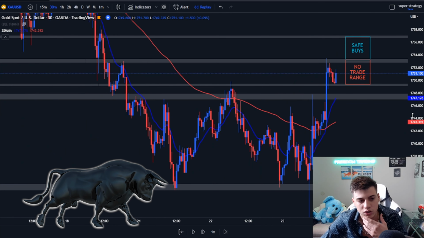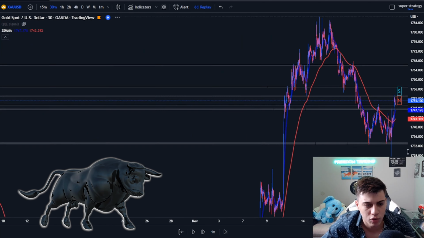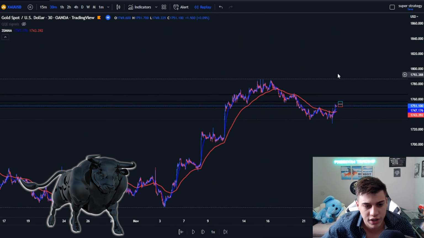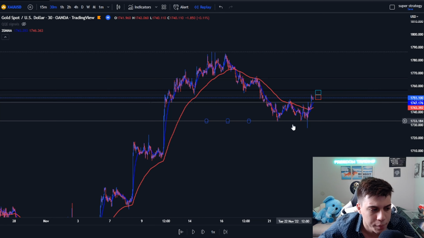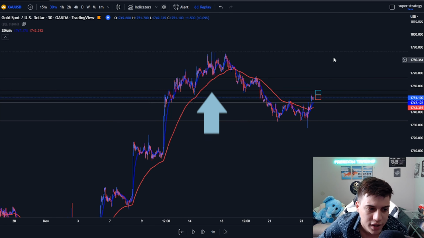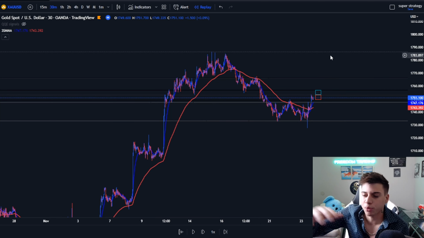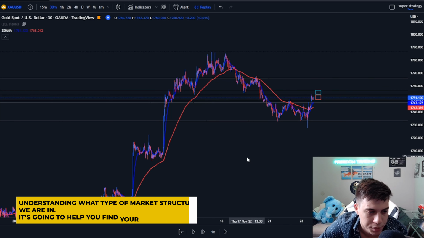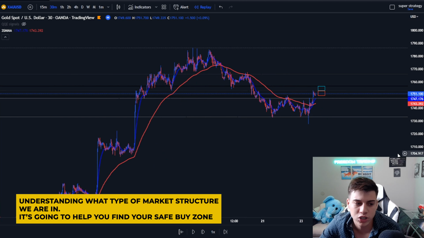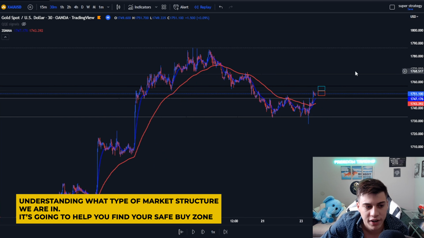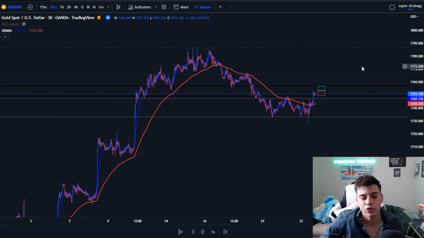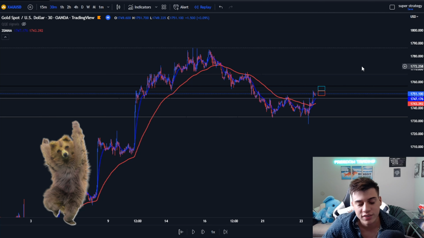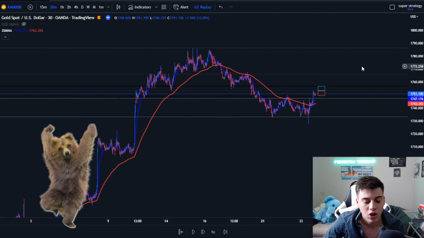So the first thing you guys want to find out is, where is the overall trend going? The overall trend here is going up. So we understand, okay, if the overall trend is going up, we know that price should most likely go up with it. Overall, it should be in an upwards momentum, right? Because we are coming up here. Understanding what type of market structure we are in is going to help you find your safe buy zone. If we're in a bullish market, the safer entries will be for buys all the time. If we are in a bearish market, the safer entries will be for sells all the time.